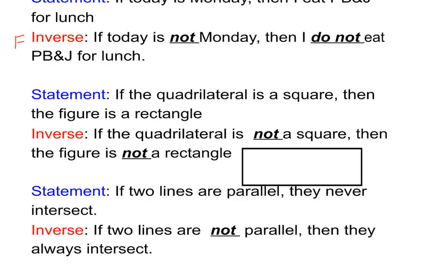So the truth value of this is false. In other words, I just came up with a counterexample. Here is a polygon that is not a square. It's a four-sided figure that is not a square, but is a rectangle. Let's take a look at another one.